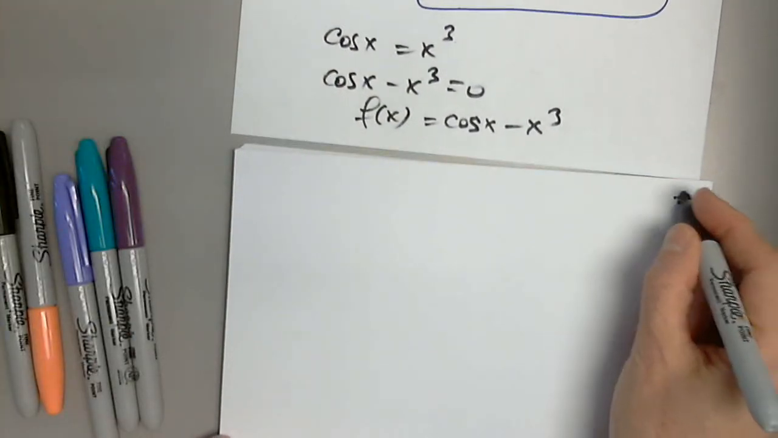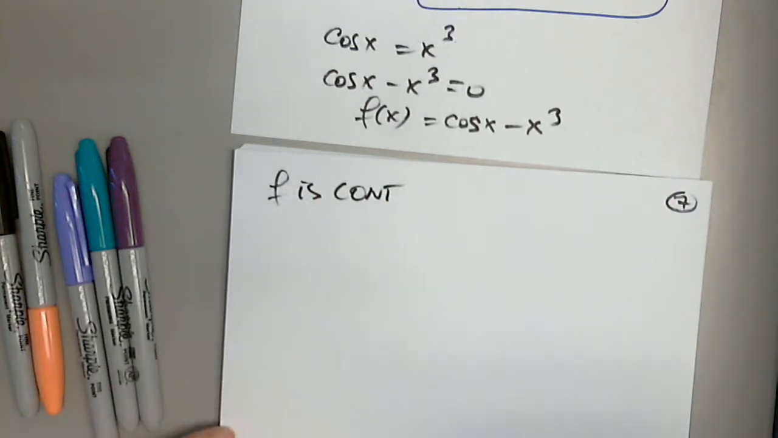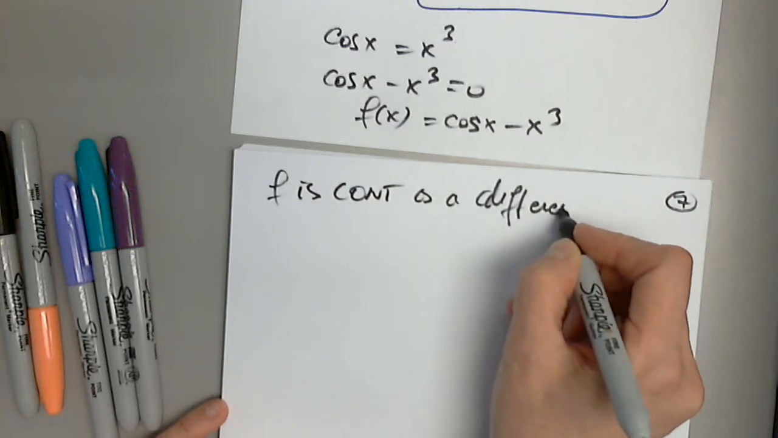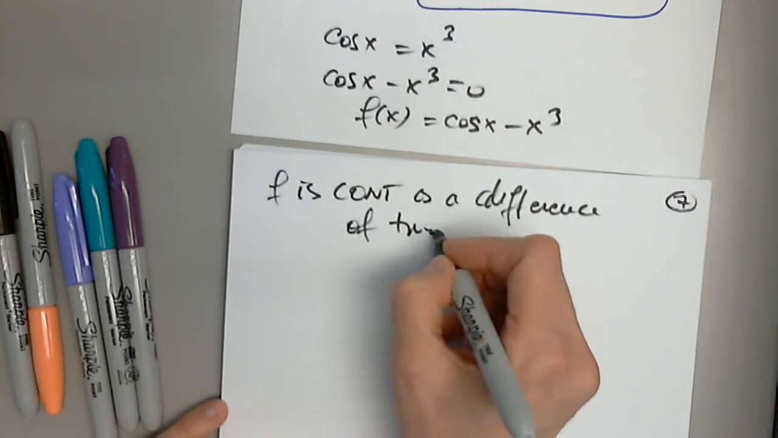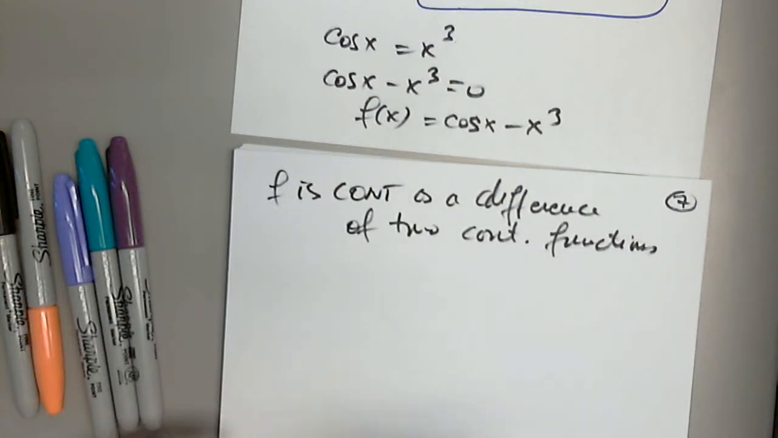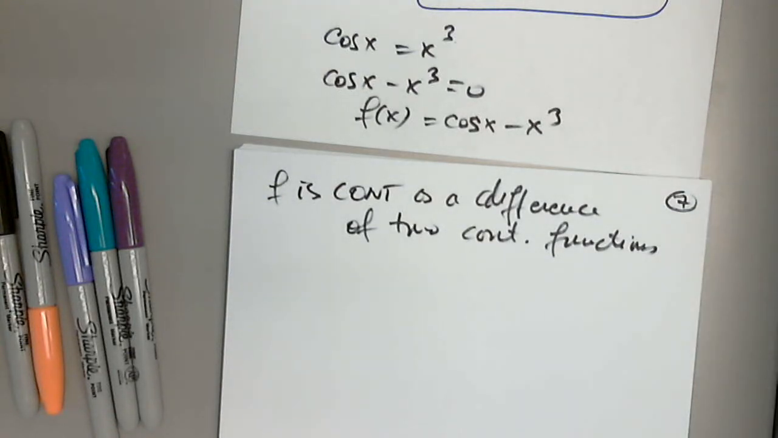Okay? So you have to say that f is continuous everywhere as a difference of 2 continuous functions, as you know. And then with the graphing calculator, you will put in this function in y equals. Make sure your calculator is in radians. So you have cosine x and minus x cubed.